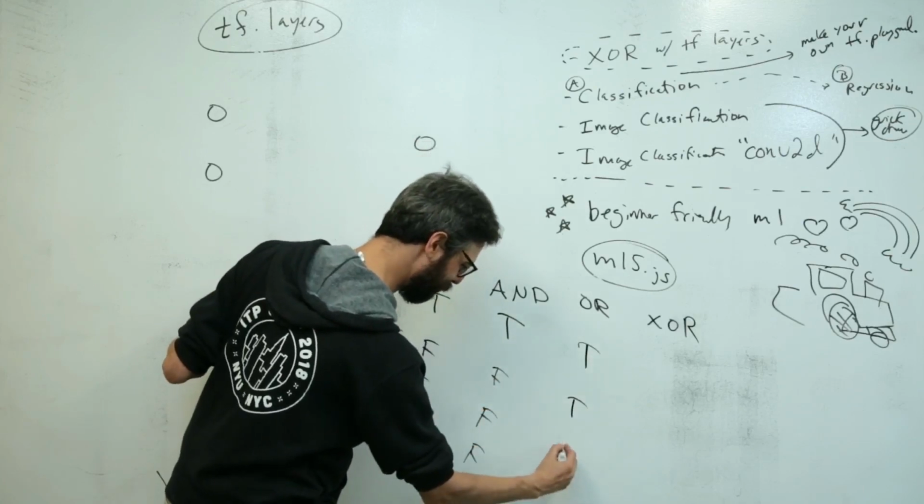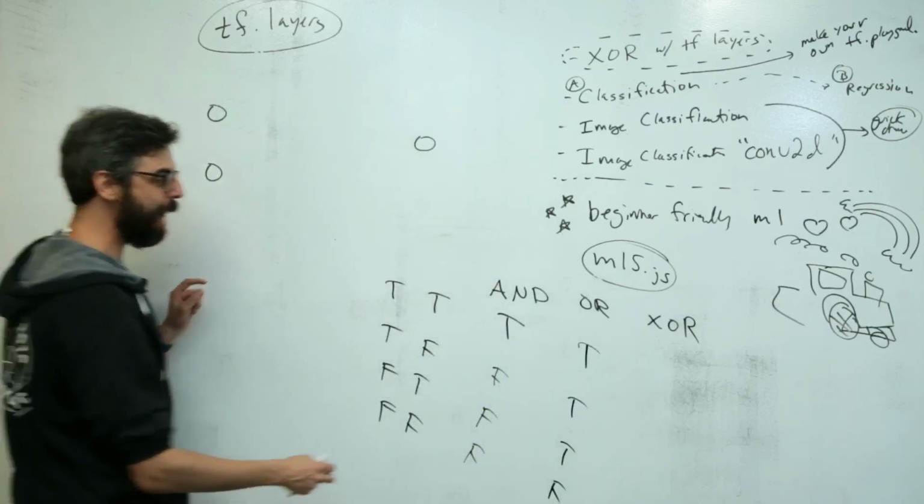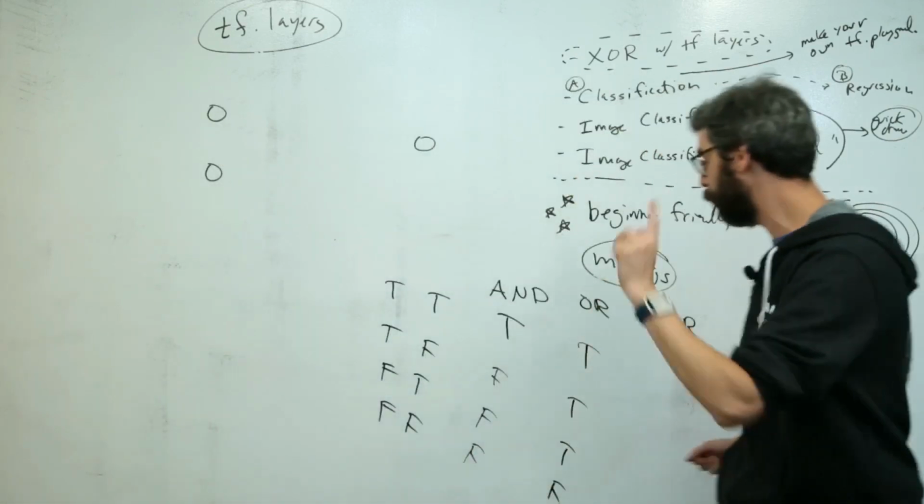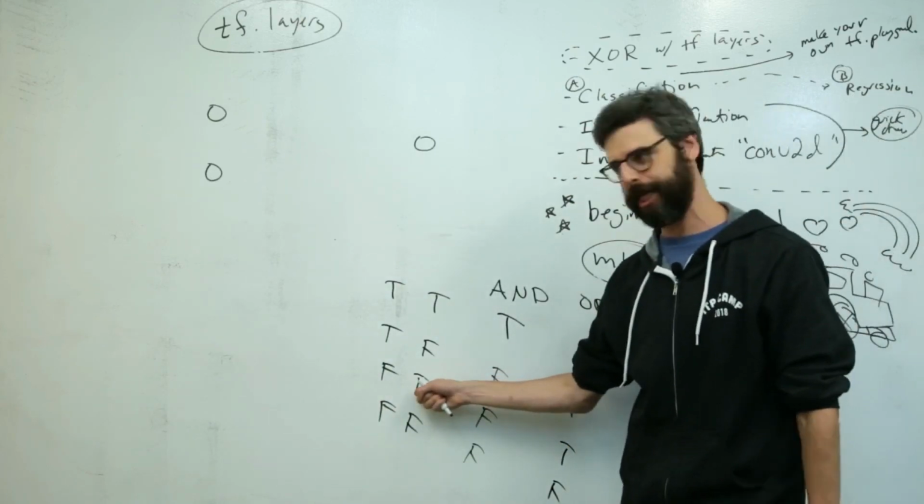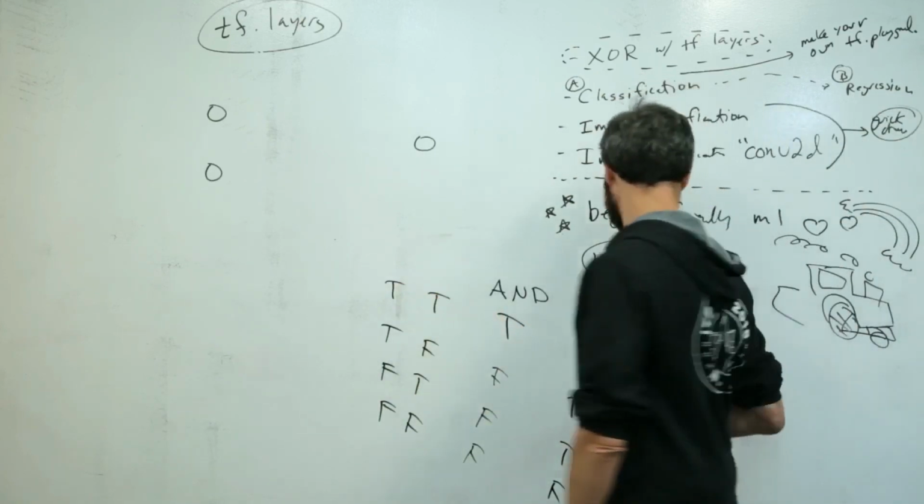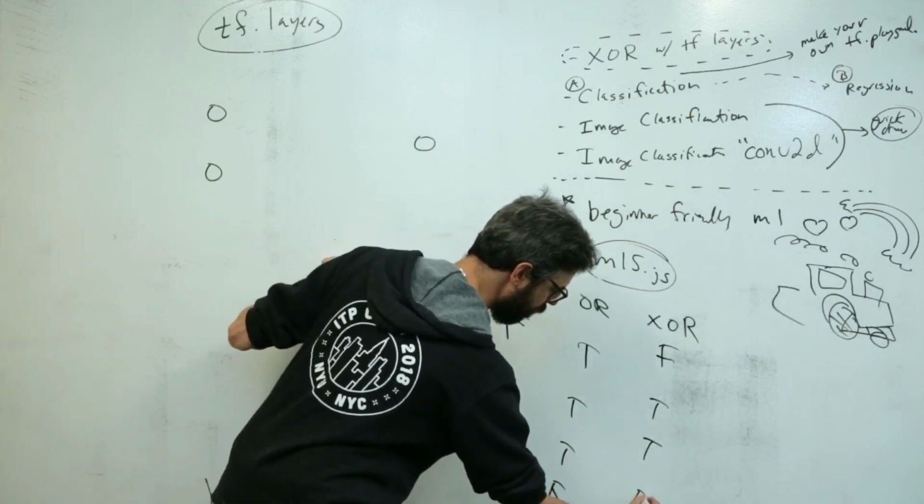True, true, true, false. Can you even see that? I can't see on my monitor, but hopefully you can. Now, XOR, the X for exclusive, gives me true only if one is true. They can't both be true, only one. So in that case, I get false, true, true, false.